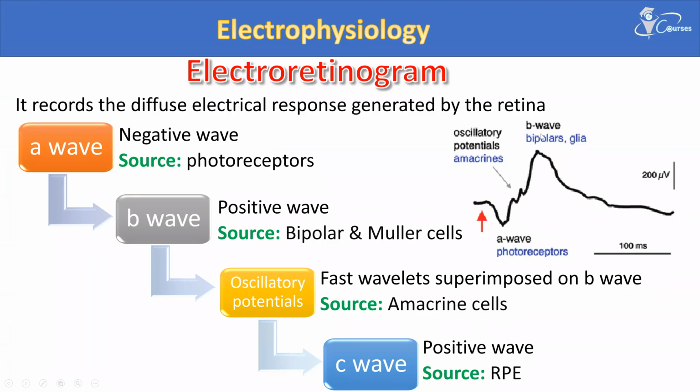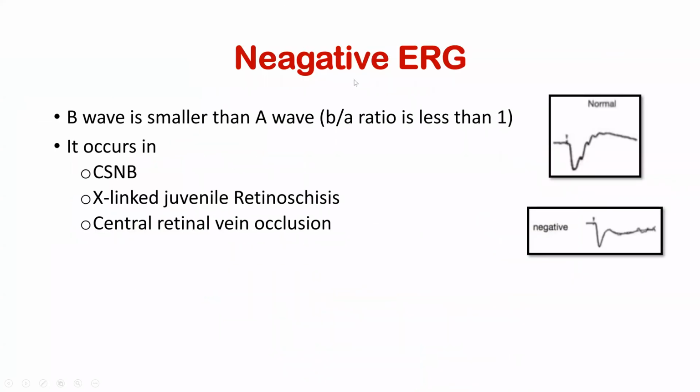If we divide the amplitude of the B wave over the amplitude of the A wave, we will get a value which is more than 1. This is the expected, this is the normal, and in this case it is called a positive B to A ratio. Sometimes this ratio becomes negative, called a negative ERG. A negative ERG is when the B wave is smaller than the A wave.